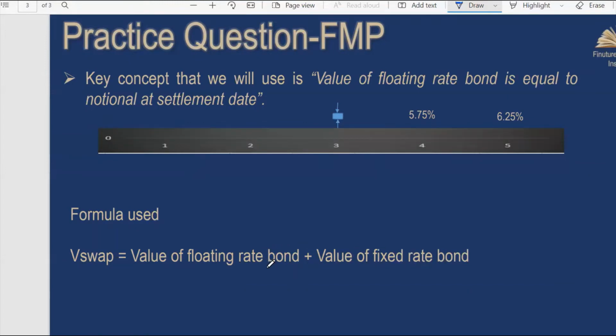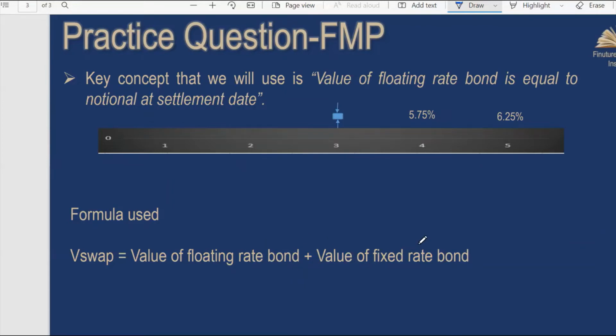In the interest rate swap, how did this fixed rate bond come into the picture? You can think of an interest rate swap as two bonds, one with a fixed rate. You can think of an issuer which issues a bond and pays a fixed coupon to the bondholder. That is the fixed rate bond leg. On the other side, it is a floating rate bond wherein the issuer pays the floating rate to the bondholder. So we just net these two.